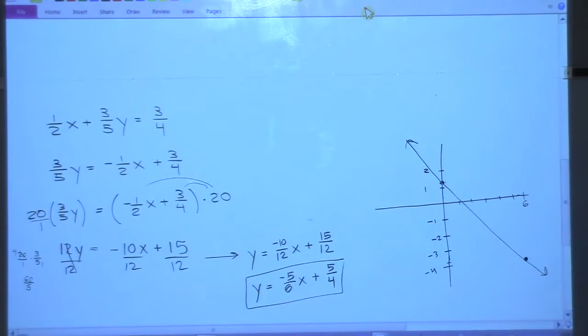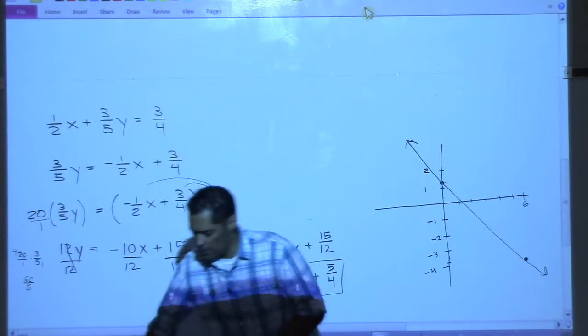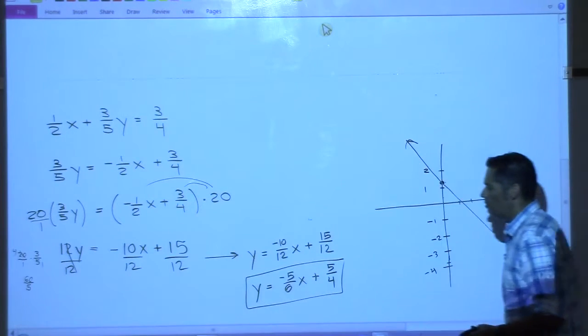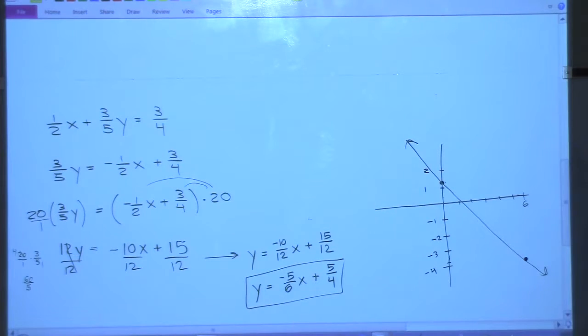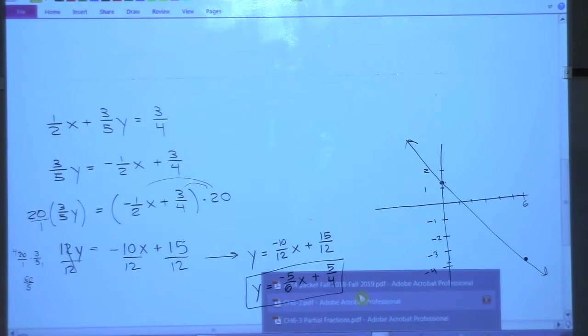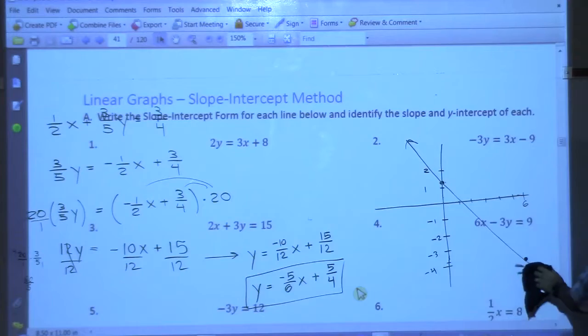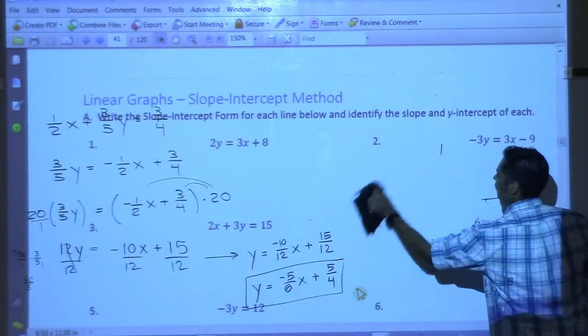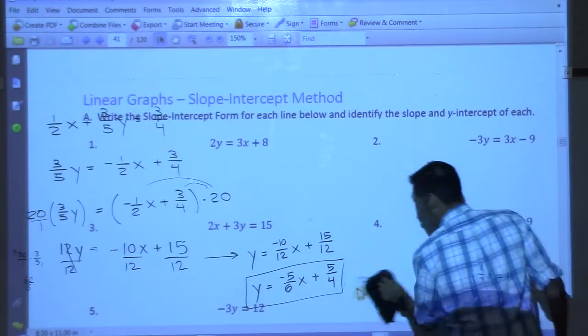All right, we good? Okay, let's take a look at the assignment, the problems that we're supposed to do for this, and see if they all seem within reason. And if they do, then we can move on to the next topic.